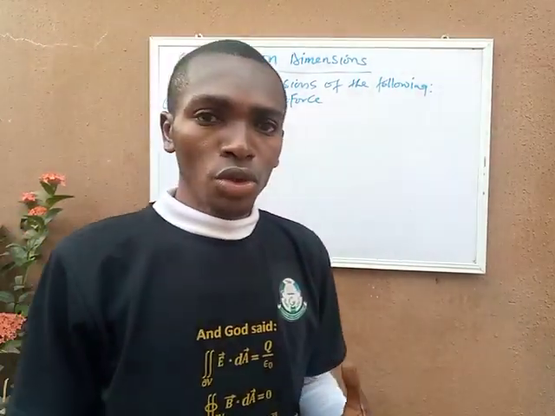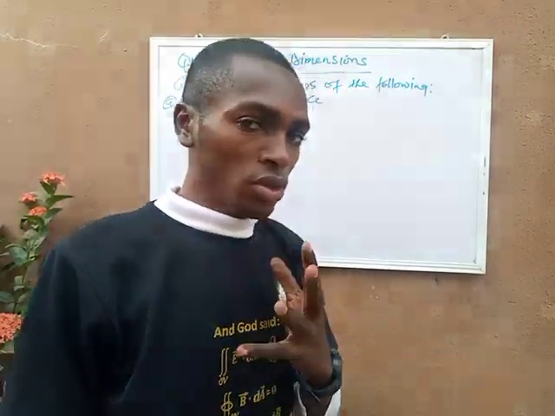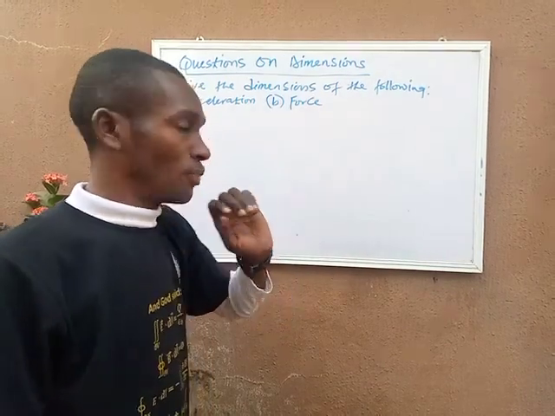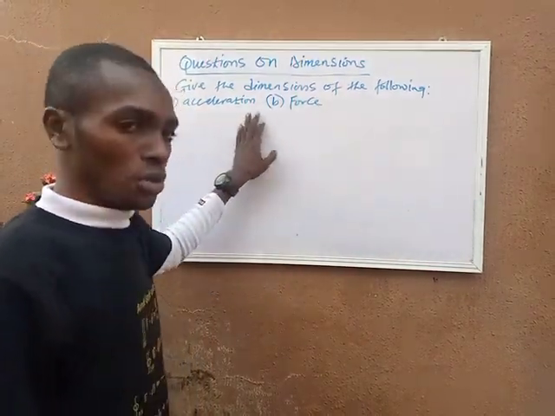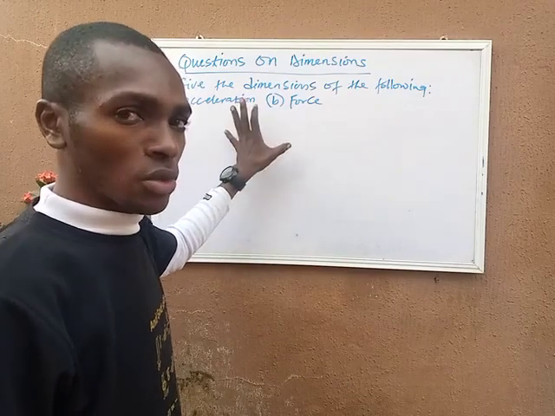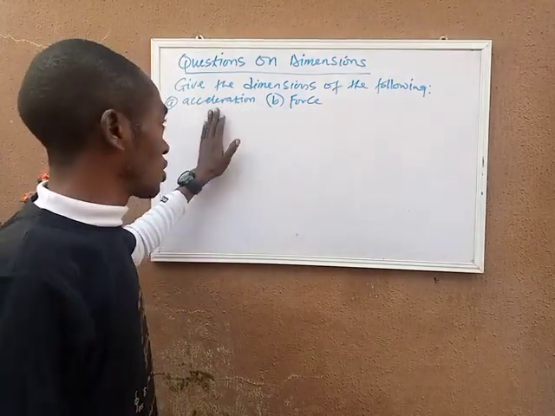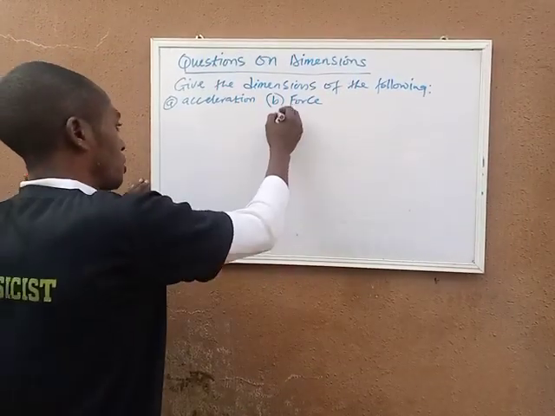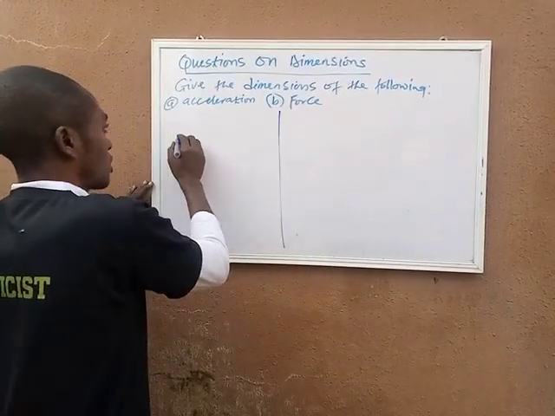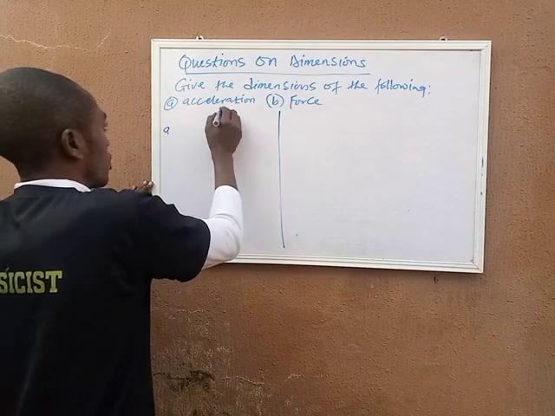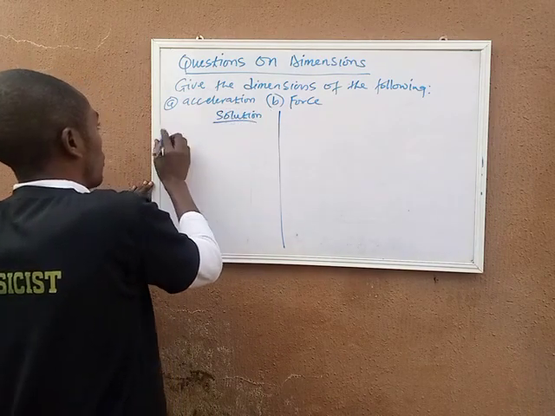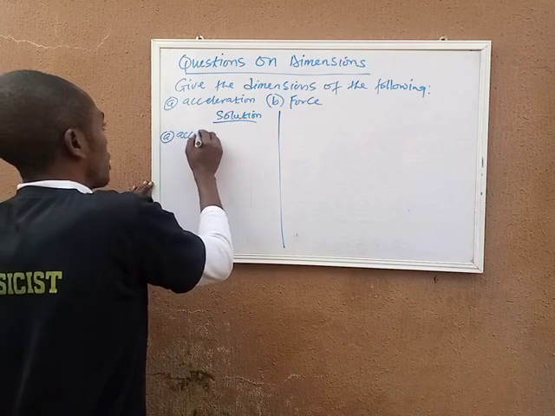Let's consider some questions on dimensions. The first one is: give the dimensions of the following. We have A, acceleration, B, force. So we're asked to give the dimensions of acceleration and force. Now, let's begin with that of acceleration.